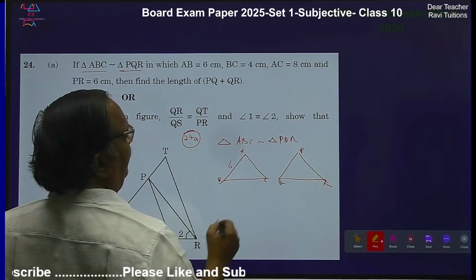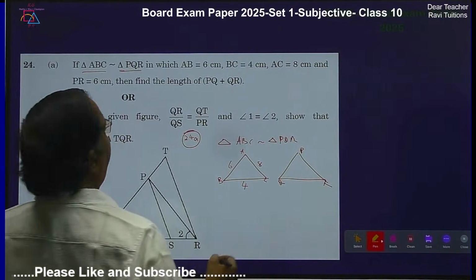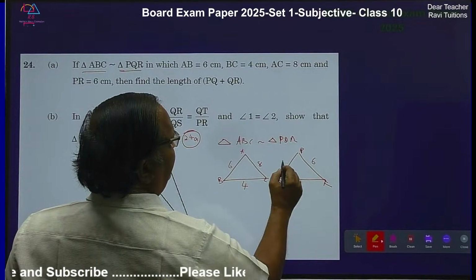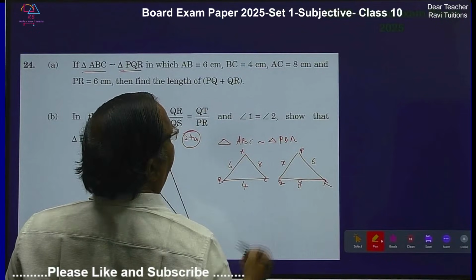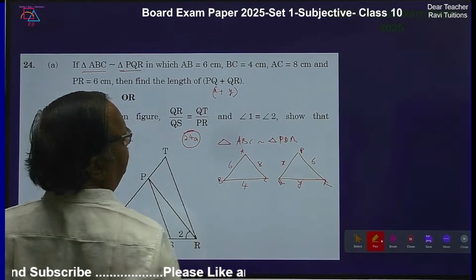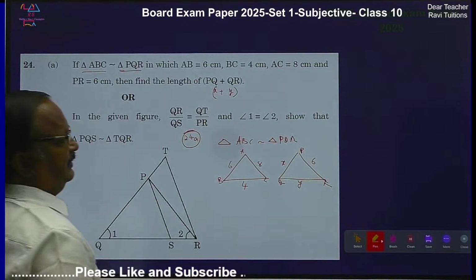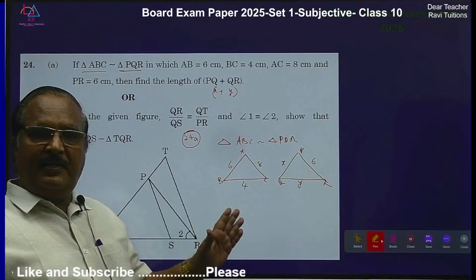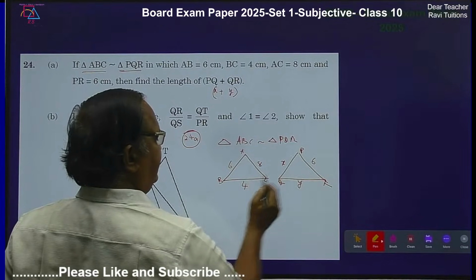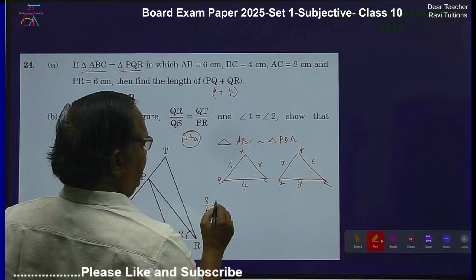So AB is how much? 6. BC is how much? 4. AC is 8. PQ is how much? We don't know. PR is 6. Let us say this is X and this is Y. So find the length of PQ plus QR. That means we have to find out X plus Y. PQ is X, QR is Y. So similar, we have to take the corresponding sides proportional. Only one pair is there, 8 and 6. So 8 by 6 is equal to 4 by 3.